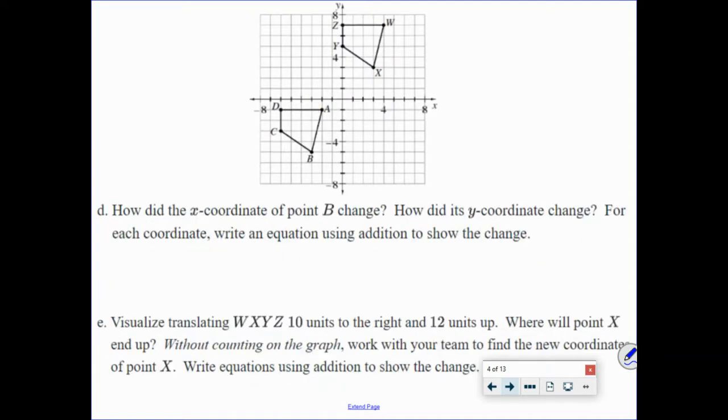Now, going back to this one, how did the x coordinate of point B change? How did the y coordinate change? For each coordinate, write an equation using addition to show the change. Now, this part is kind of tricky here, okay? So please pay close attention.